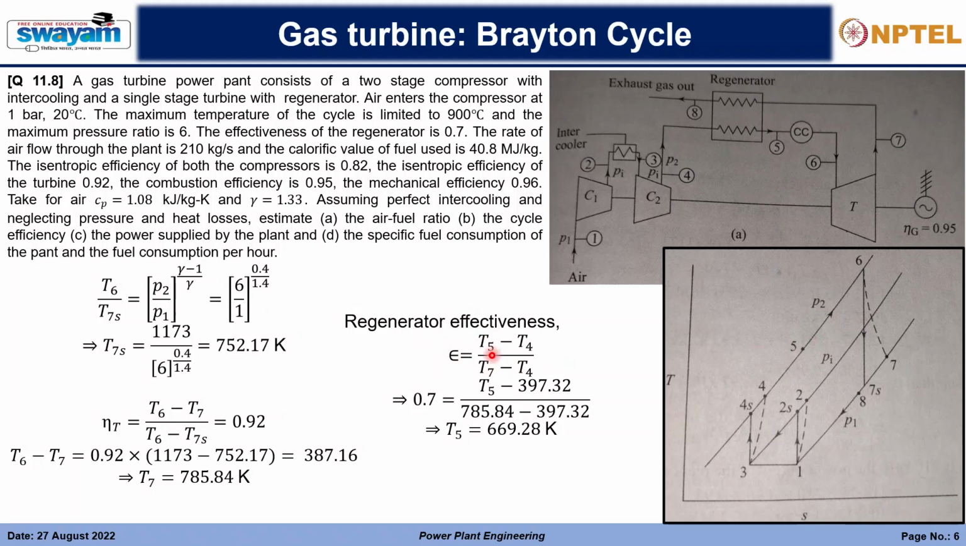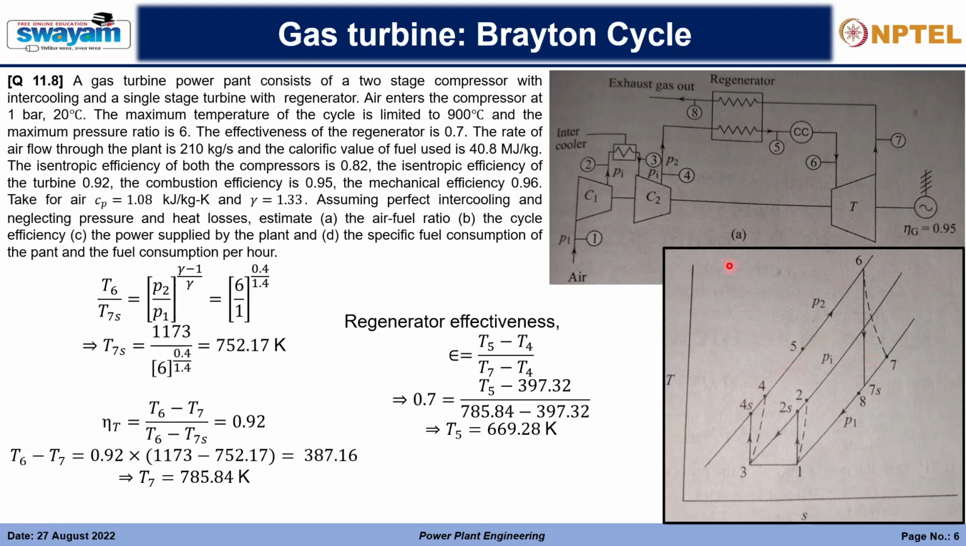So the effectiveness will be given as such: the actual, which is the temperature rise it is causing, whereas what is the maximum temperature rise. So maximum temperature rise would have been, since we are heating from 7 to 4, we are utilizing this amount of heat, T7 minus T4. But this is the maximum temperature rise it can give, but rather we are getting T5 only. So T5 minus T4 is the only heat gain that we are getting.